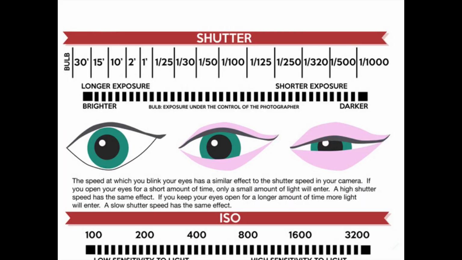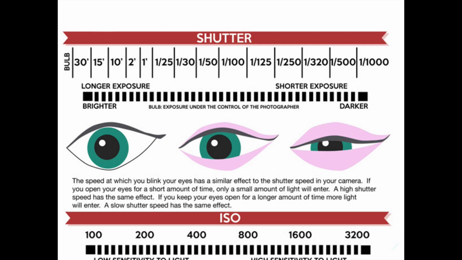So now let's move on to the shutter speed. I'm going to start off by reading this here at the bottom. It says the speed at which you blink your eyes has a similar effect to the shutter speed in your camera. If you open your eyes for a short amount of time, only a small amount of light will enter. So a high shutter speed has that same effect. If you keep your eyes open for a longer amount of time, more light will enter. So a slow shutter speed has the same effect.